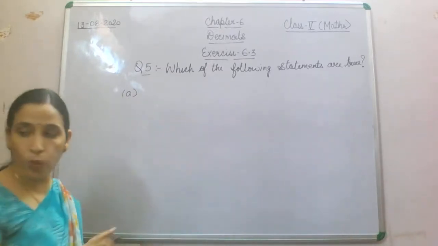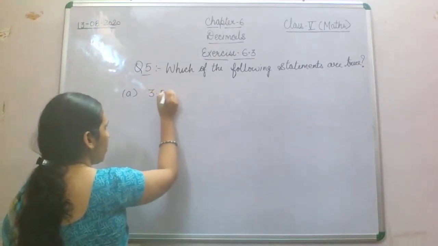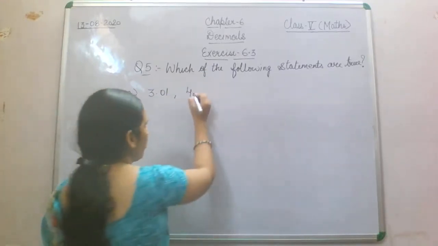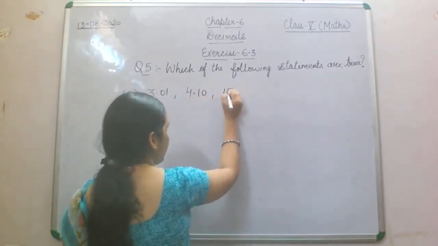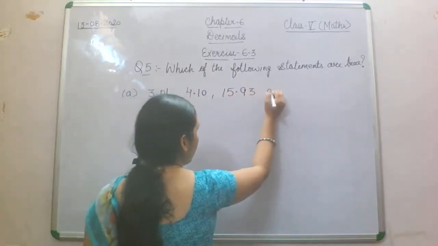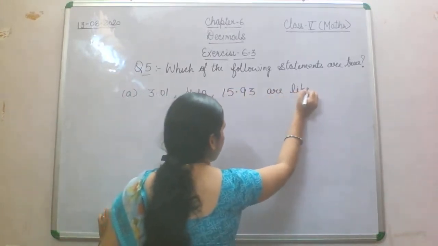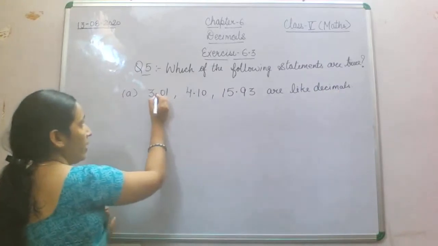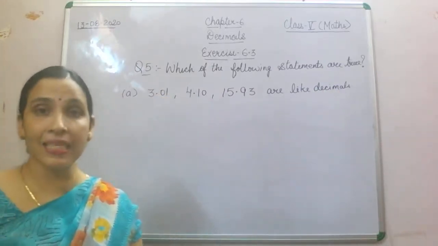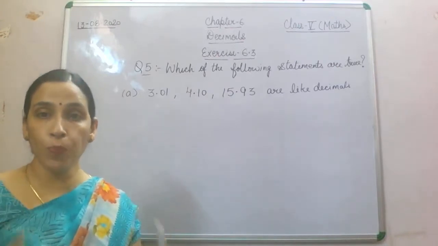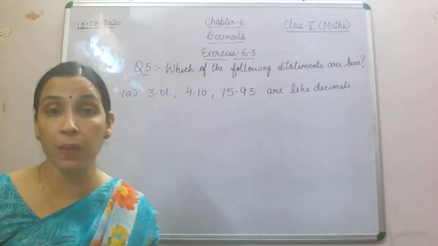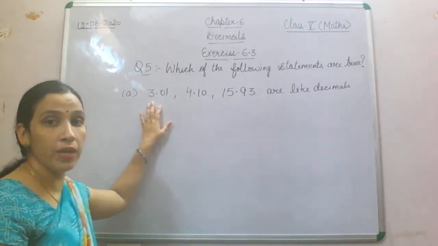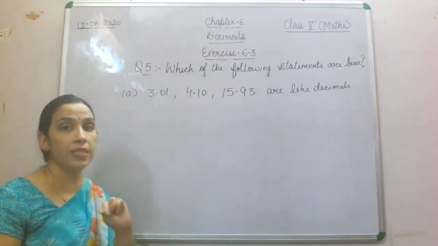Now A part is 3.01, comma, 4.10 and 15.93 are like decimals. So now tell me what we have done in like decimal. In like decimal we have done that a group of numbers which have the same number of decimal places are called like decimals. Now here you can see 3.01, how many decimal places were there? 2 decimal places were there.